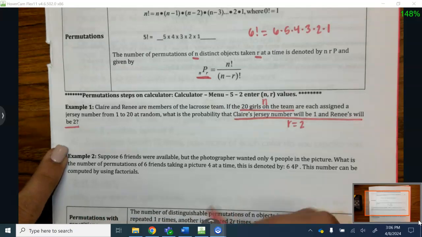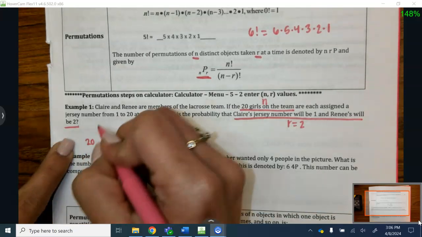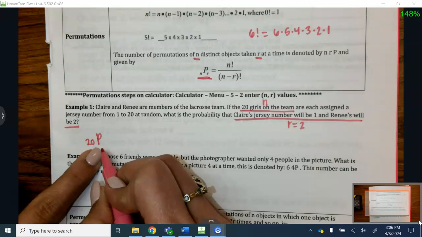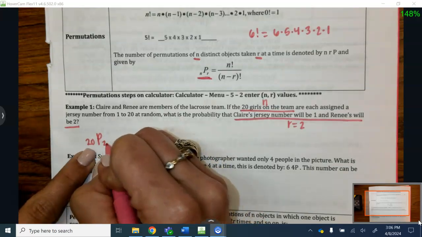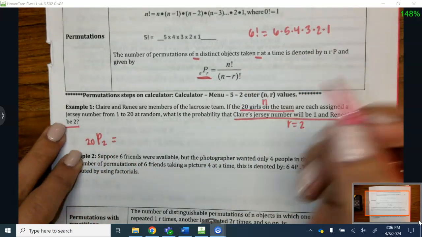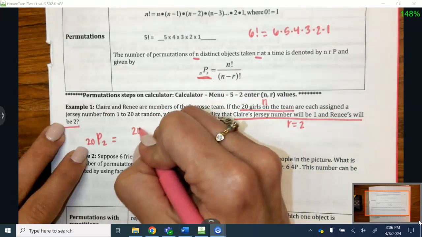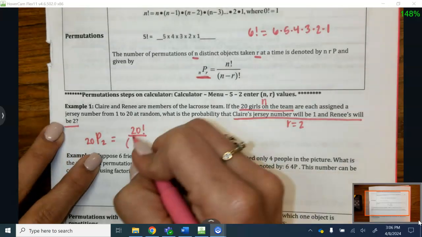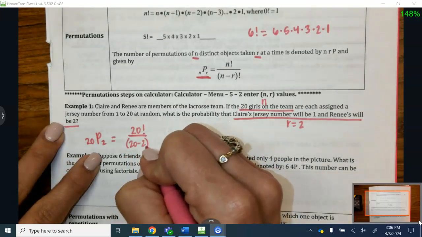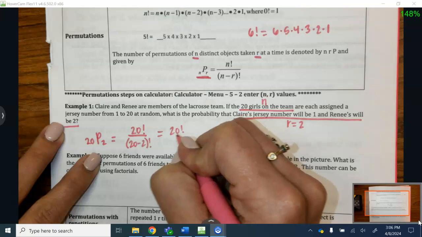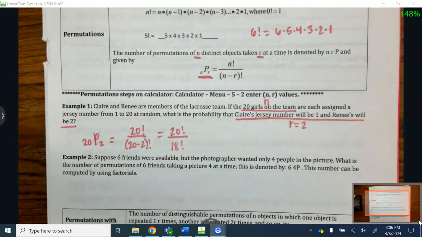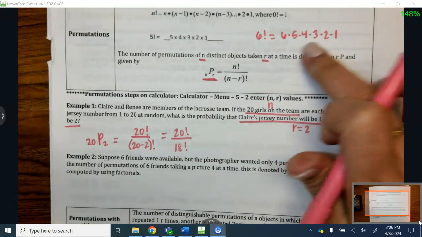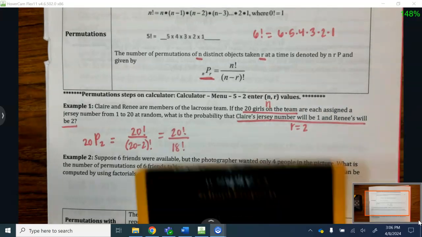So I'm taking 20P, N permutation, R is 2. I'm just going to plug that in. I'm going to take N factorial, so 20 factorial, over 20 minus 2 factorial, so that's going to be 20 factorial over 18 factorial. Okay, you do not have to do this process. This is why we have your calculator steps.